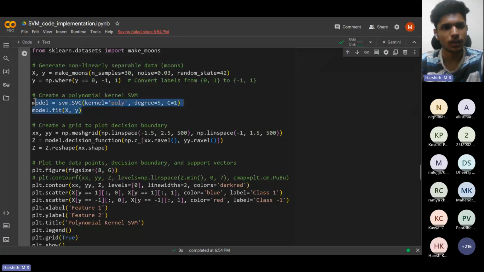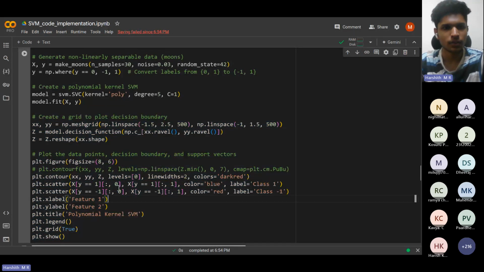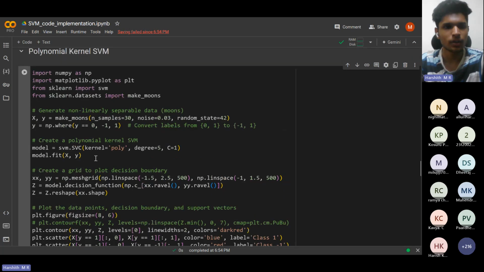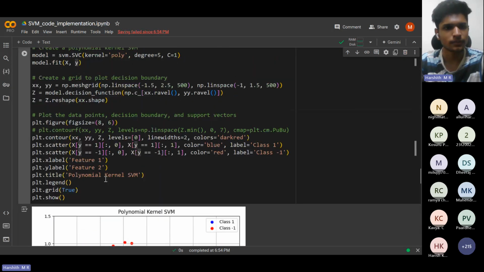And when you fit your model, this part of the code, you guys don't need to worry. This is used for plotting and visualization. Only this part of the code is for the training. So if you guys understand till there, you are good to go. This is just for plotting the points.